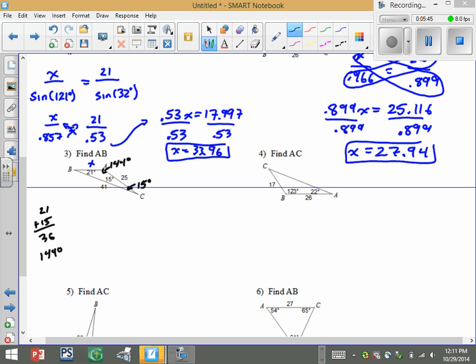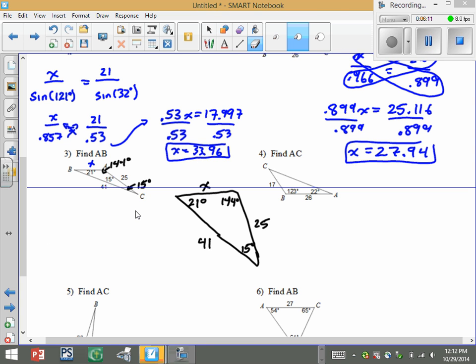This is kind of a tough triangle, so what I might recommend is to redraw it a little bigger so you can see what's happening more easily. So this is 144 degrees, this is 21 degrees, and this one's 15 degrees. Then we've got 41, 25, and X. Again, we can't use trigonometry because we don't have a right angle. However, we can use the law of sines to set up all these different ratios.